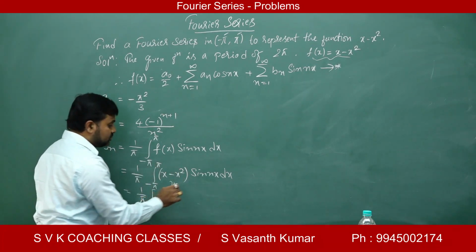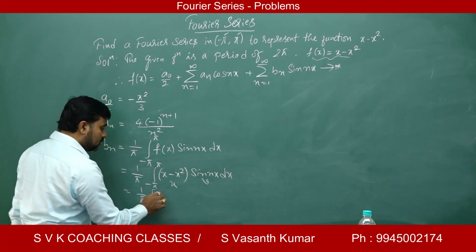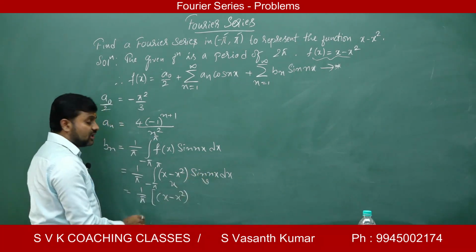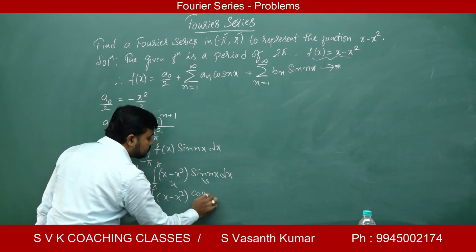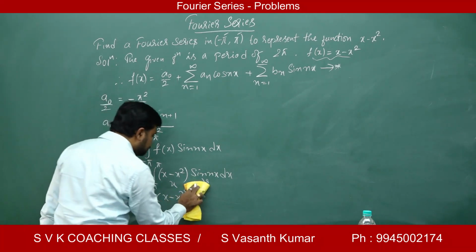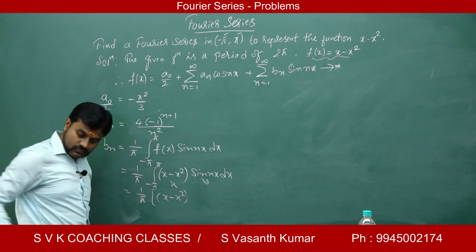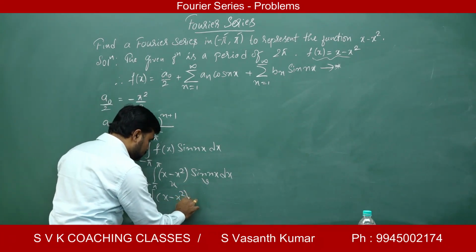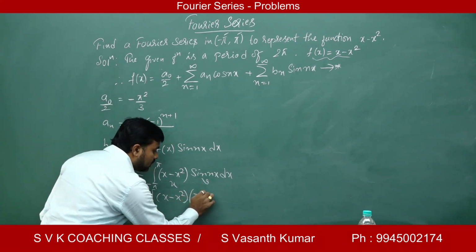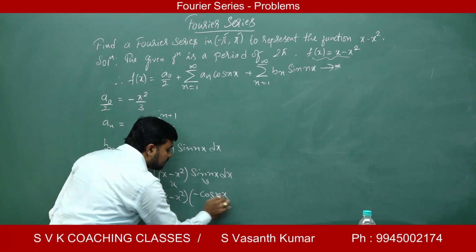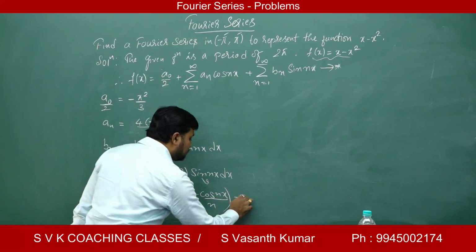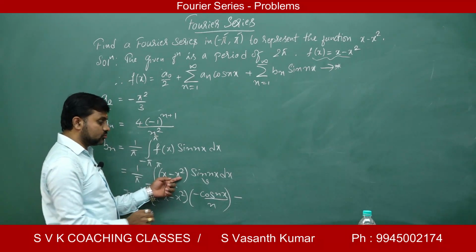Consider the algebraic function as u and the trigonometric function as v. So x minus x square into the integral of sin nx. The integral of sin nx is what? Minus cos nx divided by n, minus the derivative of x minus x square.